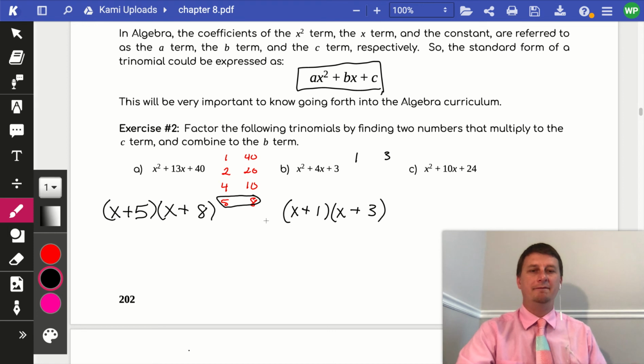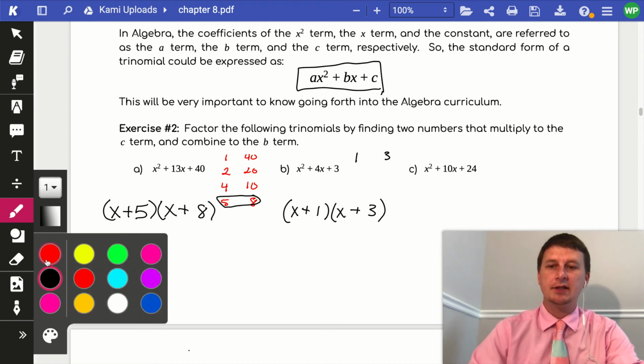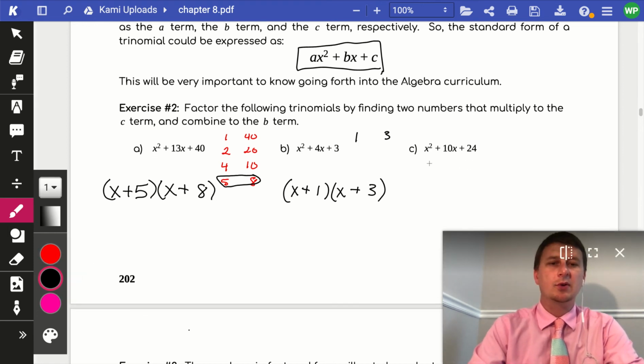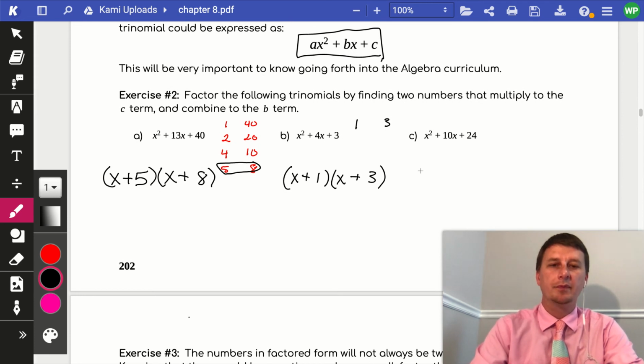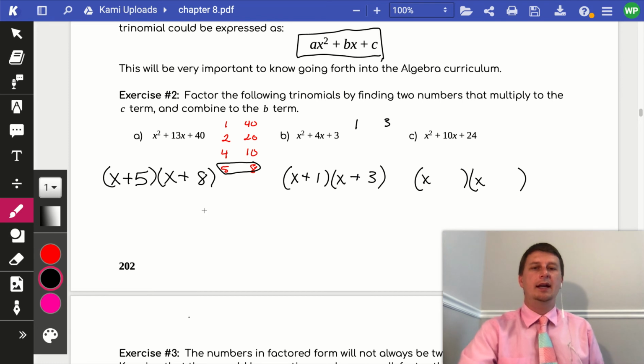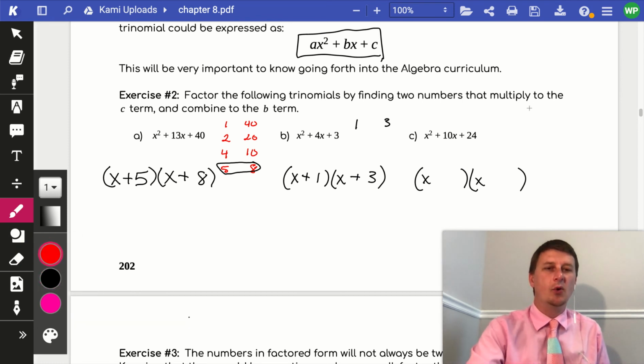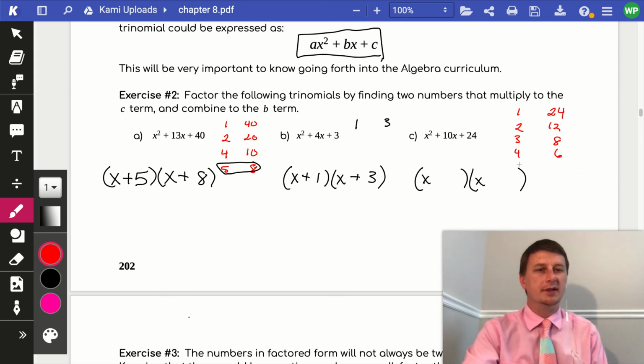So now moving on to my final part of this exercise, which is part C, and I have x squared plus 10x plus 24. And again, we start off by opening up two sets of parentheses, and in the beginning of each, we're going to put an x and an x, because x times x will give you x squared. Now we need to list out our factors of 24. So we have 1 and 24, 2 and 12, 3 and 8, 4 and 6, and those are all of our factors because the next one would be 6 and 4, which is the same as 4 and 6.